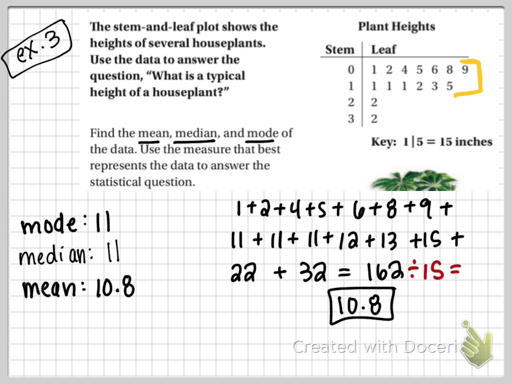Good. So that would be a good argument. We could say 11 because both the mode and the median are 11. So it's a good measurement. And the mean is very close to 11. Good. So I would say 11 would be a good answer with good justification.